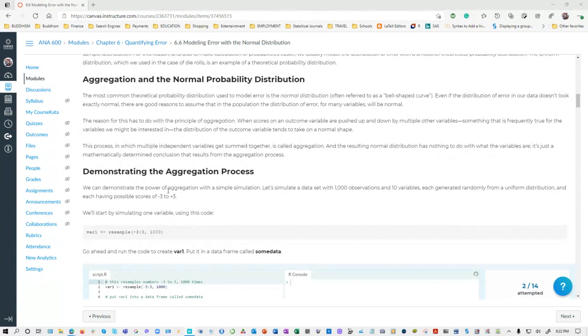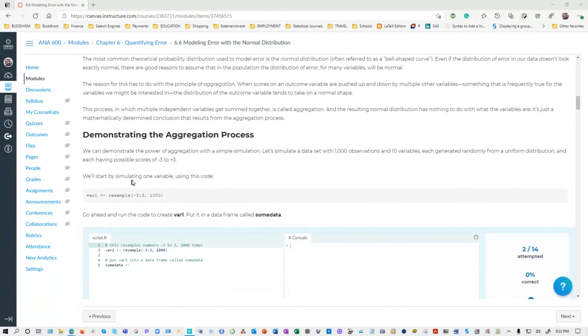That means we can demonstrate the power of aggregation with a simple simulation. Let's explain what we mean by aggregation and the normal probability distribution. Let's simulate a data set with 1000 observations and 10 variables, each generated randomly from a uniform distribution, and each having possible scores from -3 to +3.